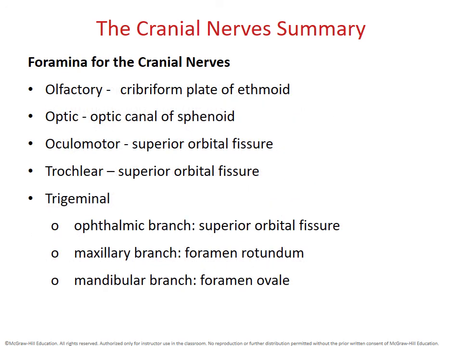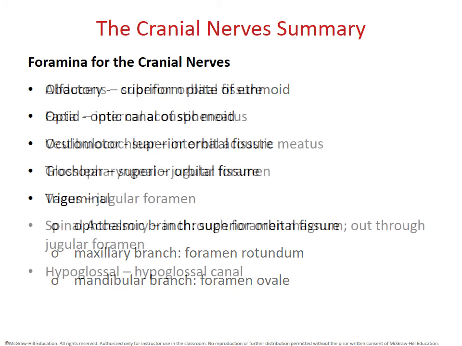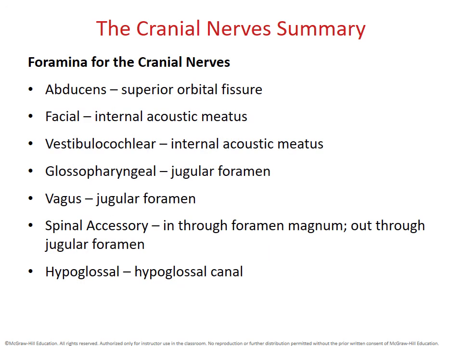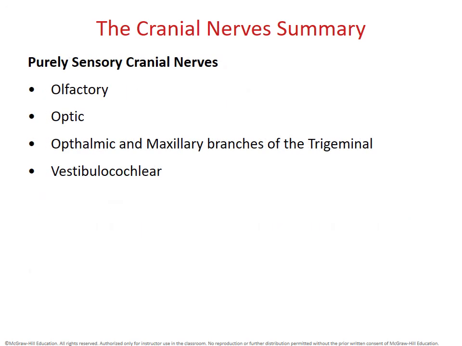You will also find a list of the nerves showing which foramina they pass through, just summarizing, again, everything I've talked about today. This completes the list of foramina that the nerves pass through. On that cranial nerve summary document, you will also again see which of the cranial nerves are purely sensory in function. And this includes the ophthalmic and maxillary branches of the trigeminal. Remember, the mandibular branch is mixed.